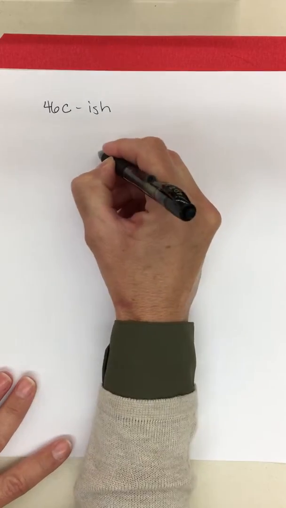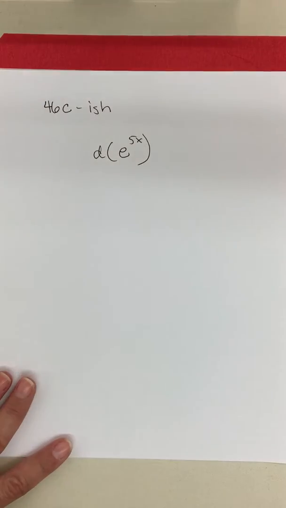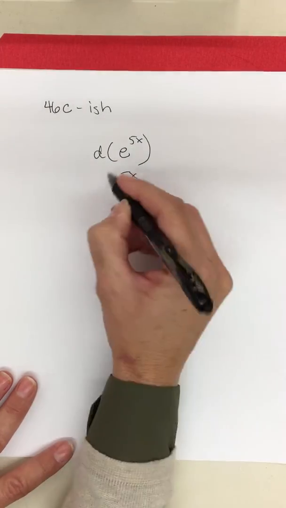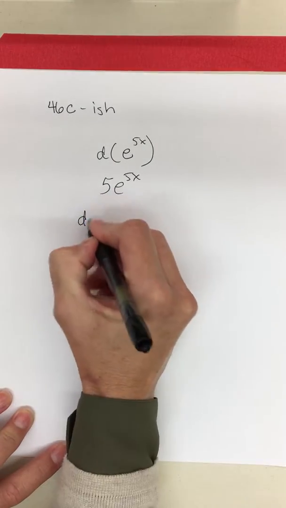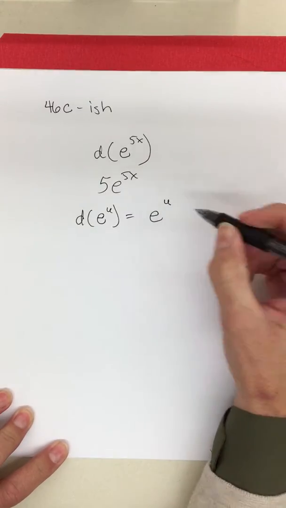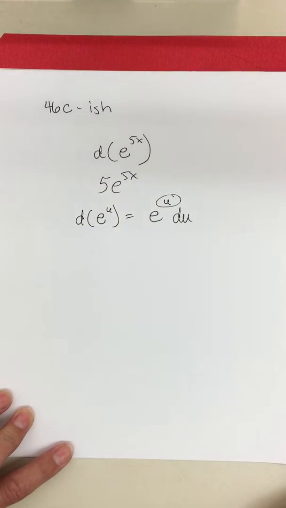46C. Before I start 46C, let me remind you of an easier problem. The derivative of e to the 5x would be e to the 5x times the derivative of 5x, which is 5. And that's because the rule for e, the derivative of e to the u, is e to the u times the derivative of u, e to the u du. So it's always times the derivative of that exponent right there.